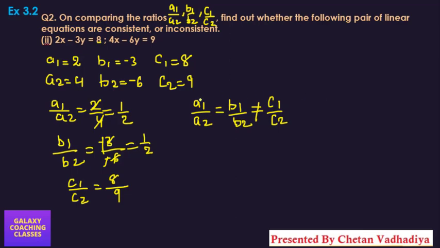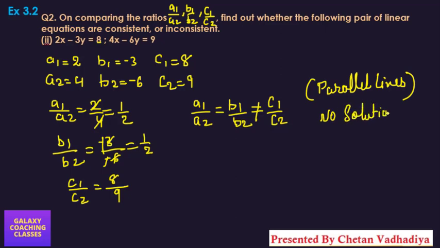So what will you get, guys? Here you will get parallel lines. You will get parallel lines, and if lines are parallel, then you will not get any solution. So no solution, and therefore if you are not getting any solution, it is inconsistent.